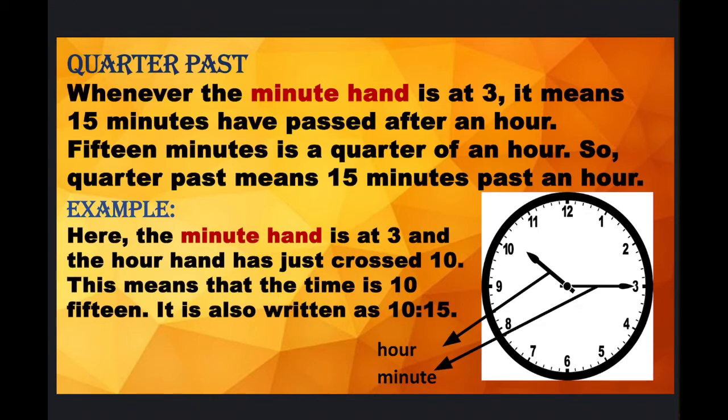Now let's discuss another example. Children, in a clock, when the hour hand is a little ahead of 1, the minute hand is at 3. That means 15 minutes have passed after 1 o'clock. This means quarter past. The time is quarter past 1 or 1:15. We write it as 1:15.